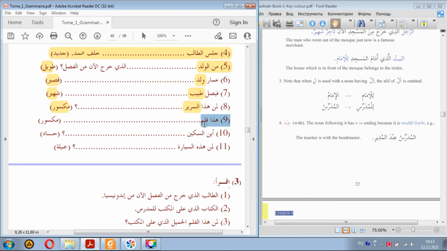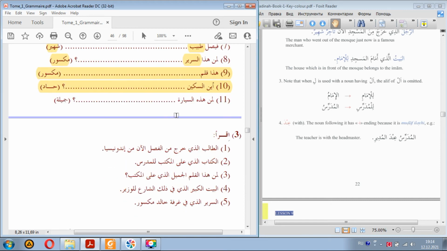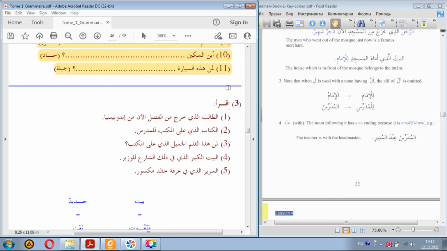هذا قلم مكسور. أين السكين الحاد. لمن هذه السيارة الجميلة. Well, I'm not translating these sentences because they are easy to translate, and I think you know all these words by now, and therefore you can translate them easily by yourselves, inshallah.